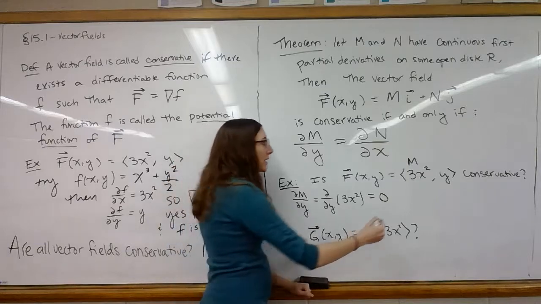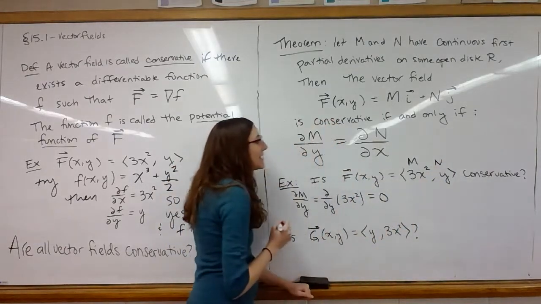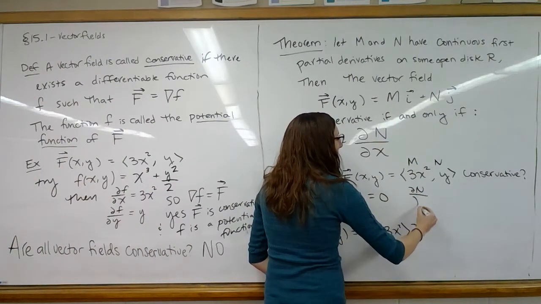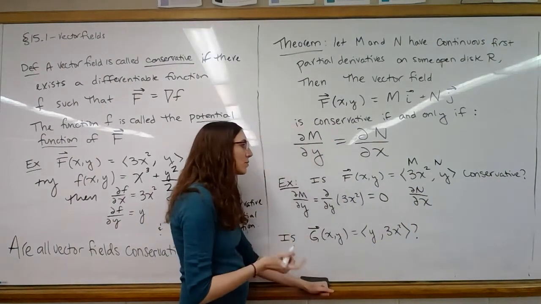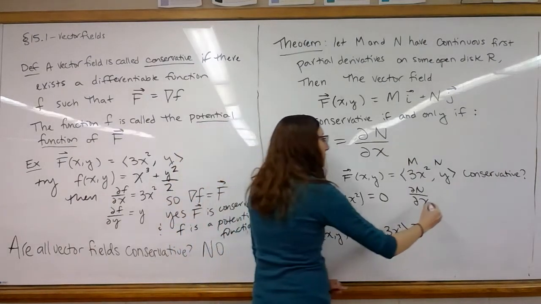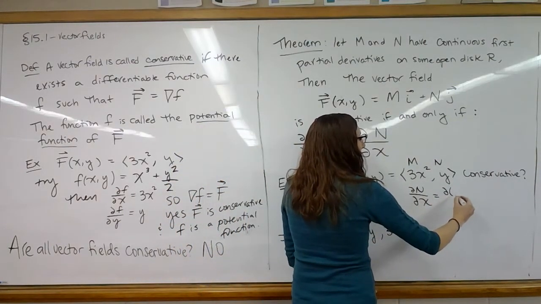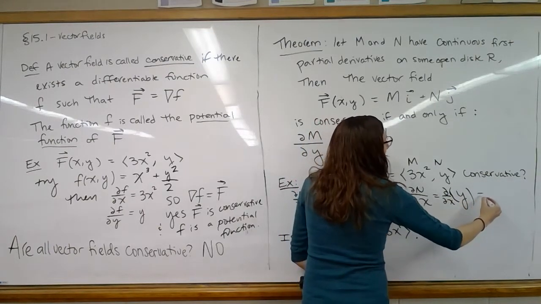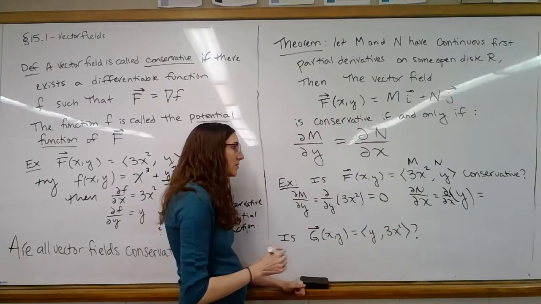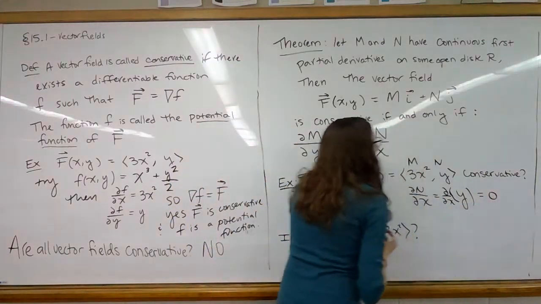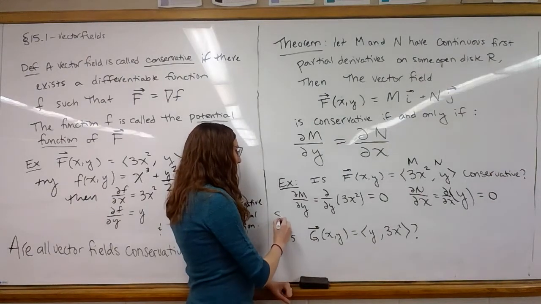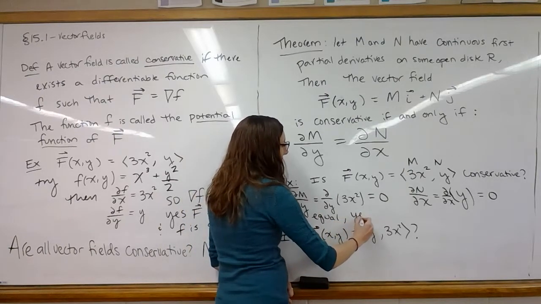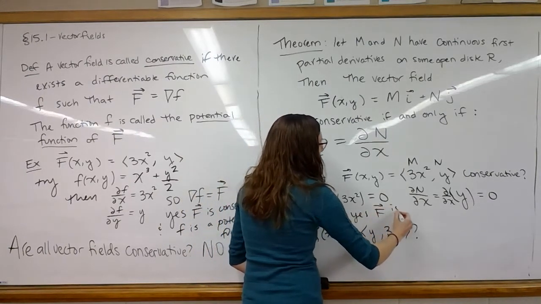Now let's try the other one. The second component is the n component. So we would have the partial of n. This time we do with respect to x, so we do the opposite variable. So this is then the partial of the value of y with respect to x, which again, with respect to x is constant, so this is also 0. So since those are equal, then yes, capital F is conservative.